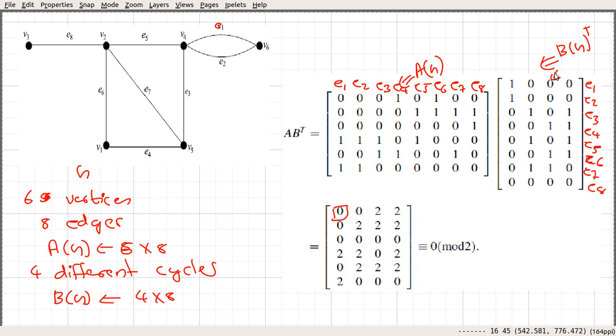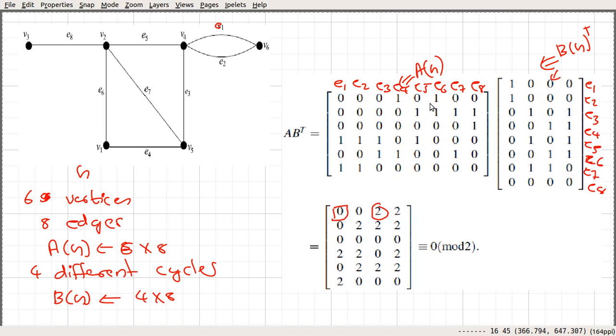Okay, so that is like 0 times 0, 0 times 0, 1 times 1, okay, then 0 times 0, 1 times 1, okay, 0 times 1 and 0 times 0. So we get 1 plus 1. Okay, so we get 2 there.